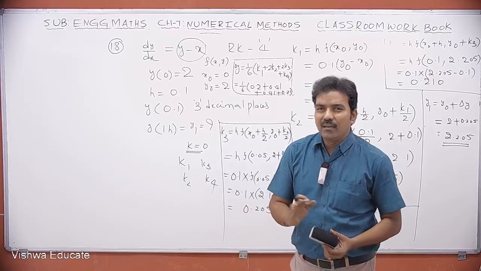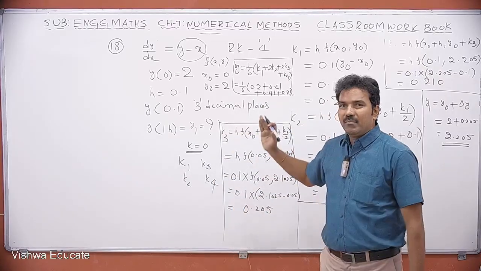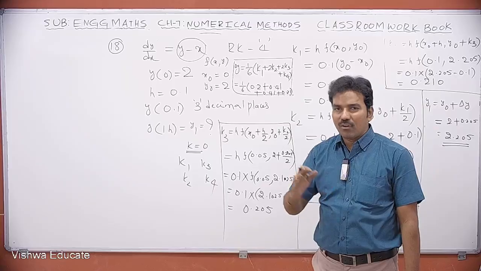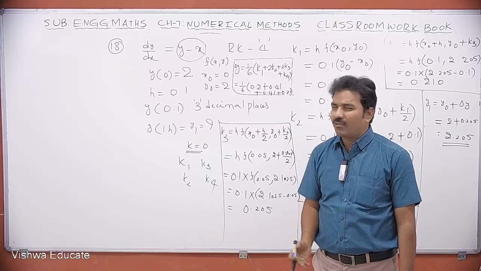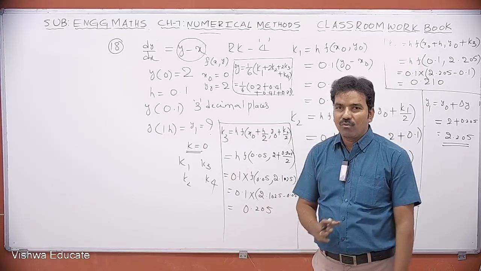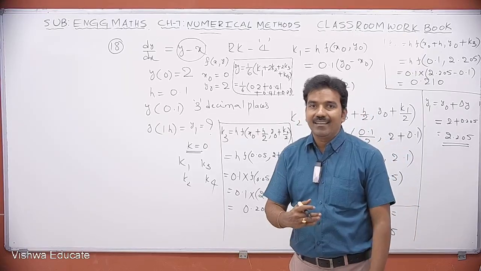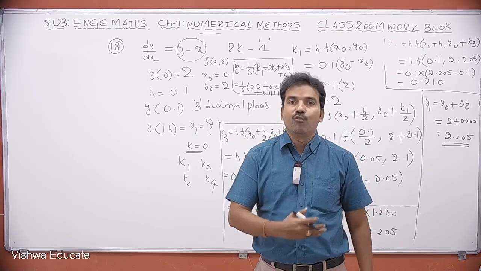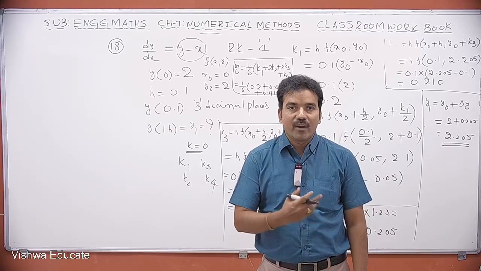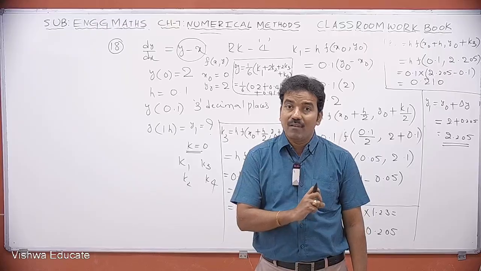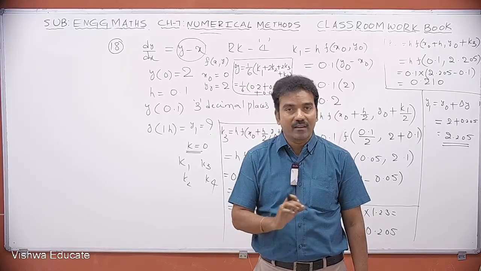You need not feel worried about this, because RK method of order 4 involves a lot of evaluation. Only patience is required. Otherwise it is a simple thing. So calculate all these values very carefully, because if you want to get delta y, it requires K4. K4 requires K3. K3 requires K2. K2 requires K1. So evaluate all these K values very carefully.